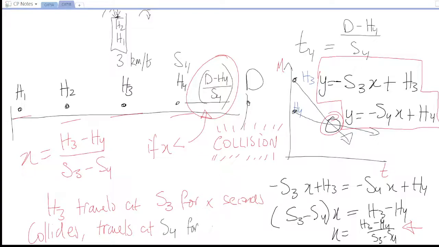For how many seconds? Well, it'll be... how long will it be? Well, it should just be minus h4 on s4 minus x seconds, right? So essentially what it's saying is because h3 and h4 will then get to d at the same time, we don't care that they've collided, more or less. So as soon as we have a collision, we know that h3 is going to take just as long to get to the station as h4 does.